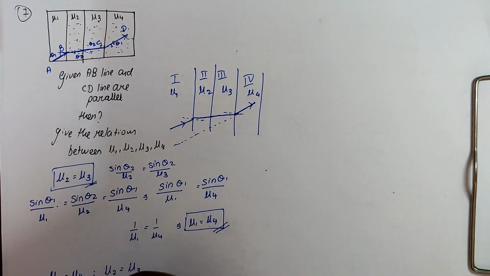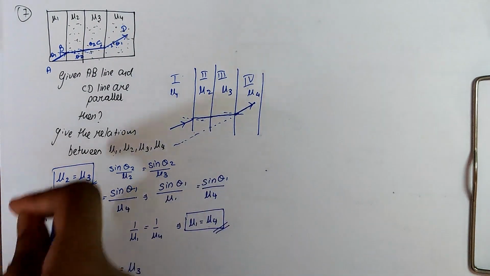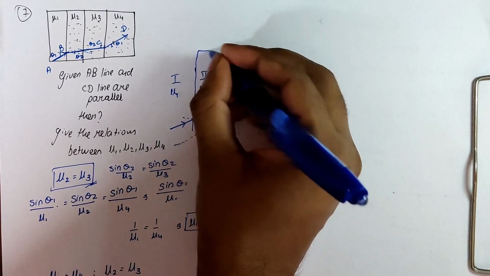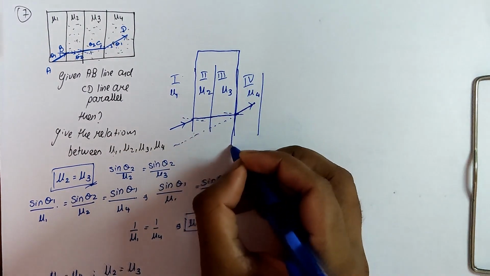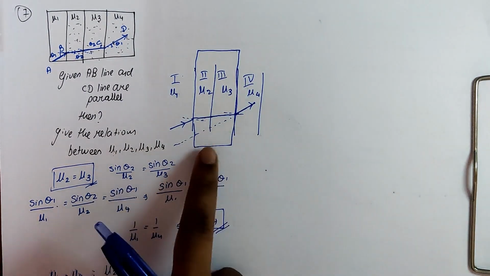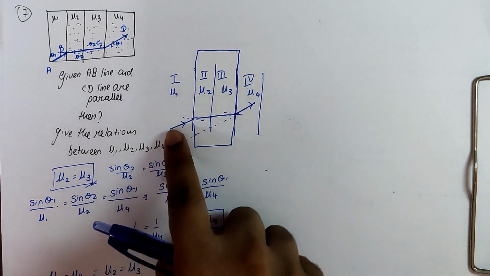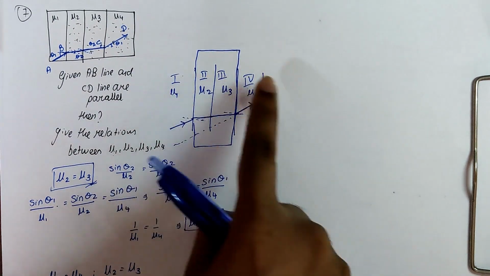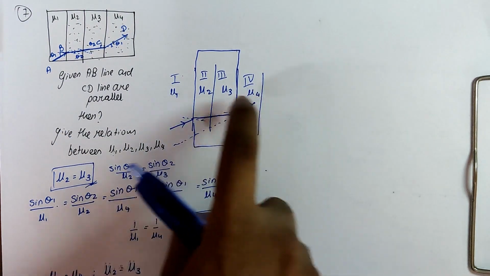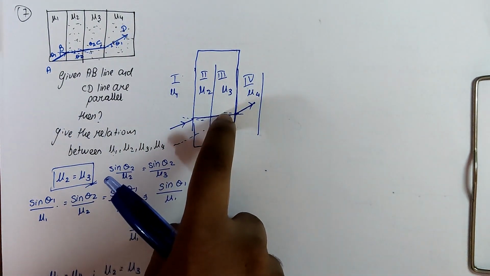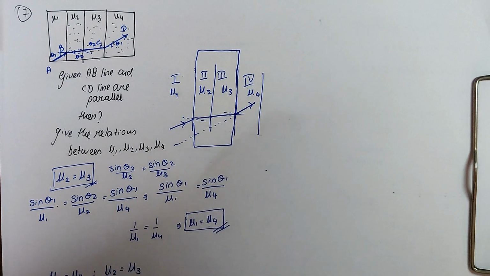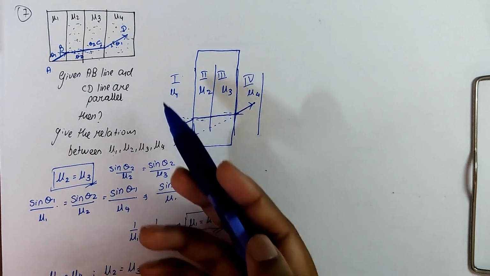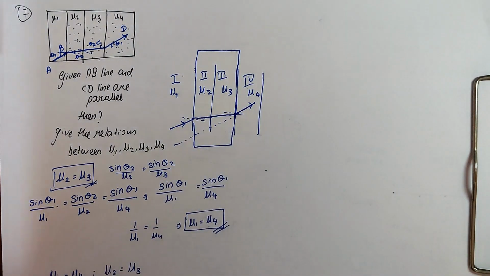We can see this example in the refraction of a glass slab. You can assume mu 2 and mu 3 as a slab like this. Now if you see this as a glass slab, you can see these two rays going parallel to each other. These two are air surfaces and these two are glass surfaces. So mu 1 and mu 4 are equal and mu 2 and mu 3 are equal.